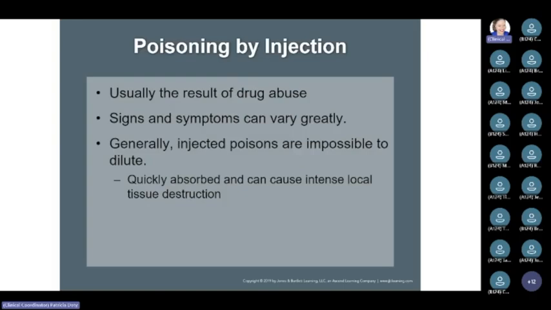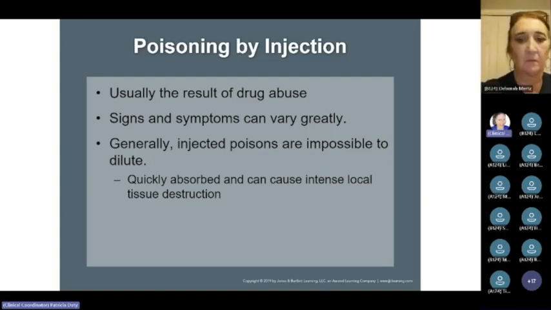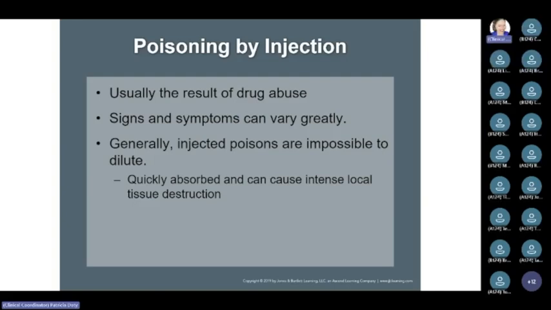I'm interested. Okay, so poisoning by injection. Now, guys, poisoning by injection is a couple of different things here, right? Obviously, you have poison by injection, could be an overdose of simply they took too much insulin, okay? Another one, of course, where our minds usually go is drug abuse, and that's normally where we go, like heroin and things of that nature, right? Generally, injected poisons are impossible to dilute.